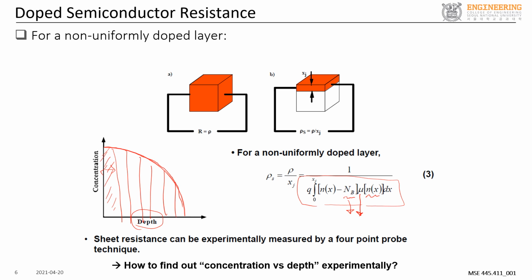So there are other ways to measure it, because this still only gives you the resistivity information once you know the concentration as a function of depth. But just by measuring the resistance, it's not going to give you the concentration as a function of depth. So is there any other way to actually measure the concentration as a function of depth?